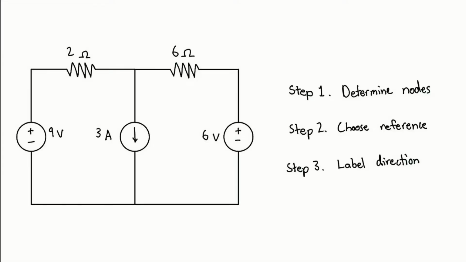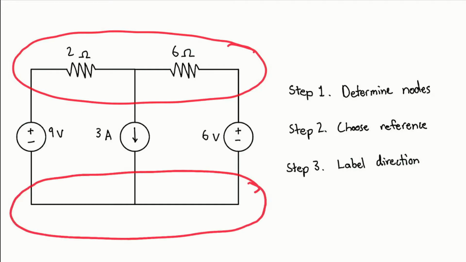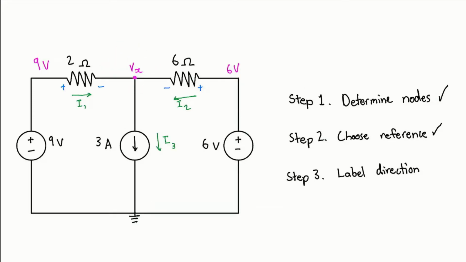For step 1, we can find the nodes within the network by looking at the junctions, which are located here and here. With this in mind, for step 2, I have chosen the reference node to be here, as indicated by the ground, and have labeled the other node with the voltage variable of Vx. For step 3, the direction of current can be seen within the network, where current first heads toward the center of Vx, and then down towards the reference node, labeling I3, I2, and I1 appropriately.